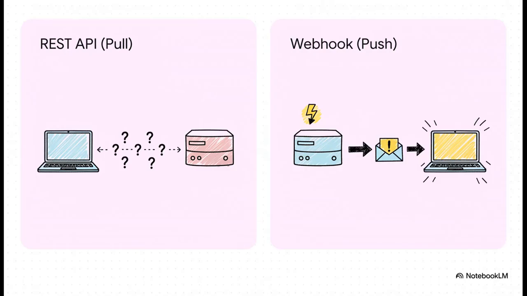Let's put it this way. With a traditional REST API, your app is the one doing all the work, constantly asking the server, hey, did anything change? But with a webhook, it's push-based. The server takes charge. It's the one that tells your app, hey, something important just changed. Here's the info you need.